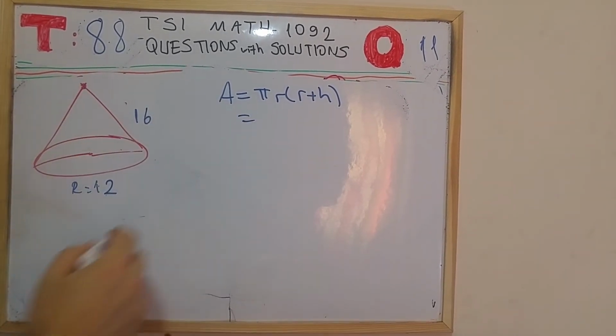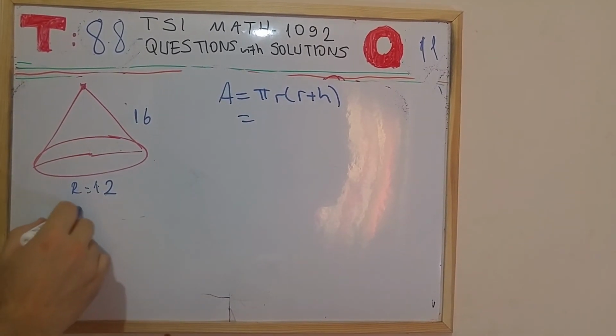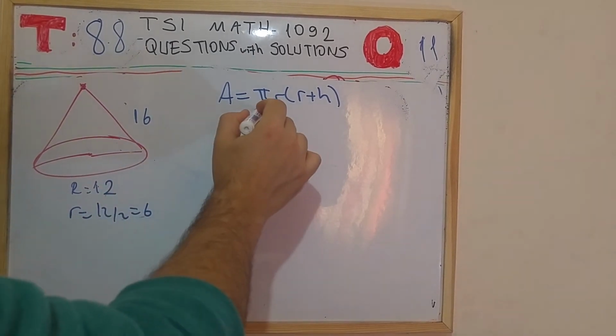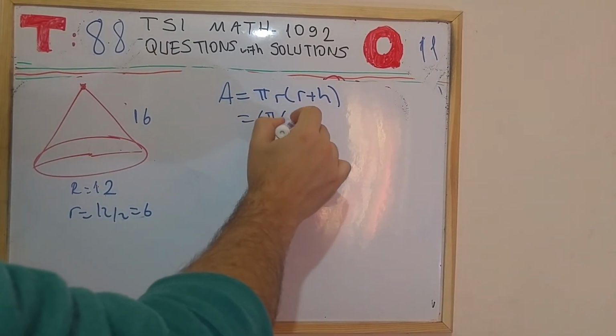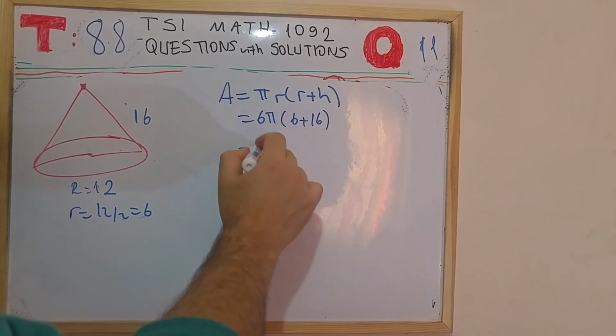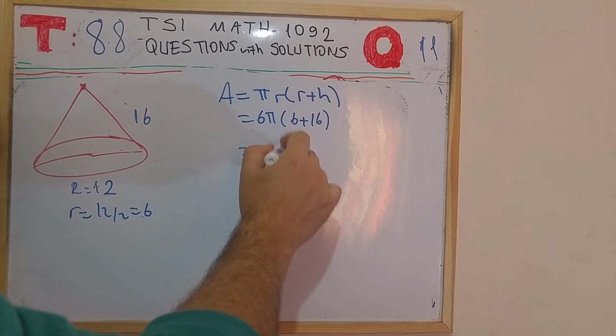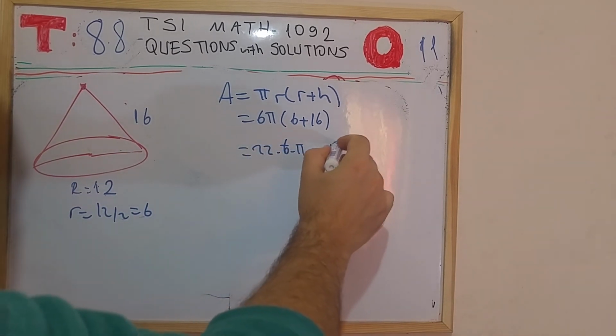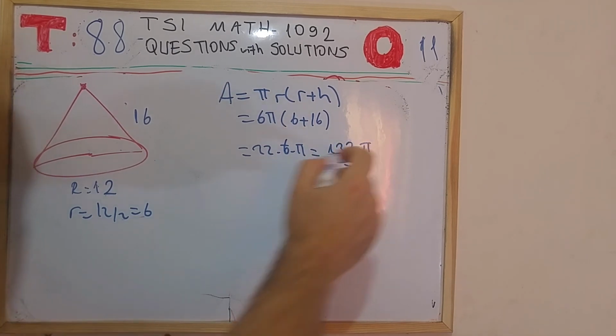For this figure, I'm given the diameter again. So the radius is half of it. That is 6. So this is equal to 6 pi times 6 plus 16. That is equal to 22 times 6 times pi, and that is equal to 132 pi.